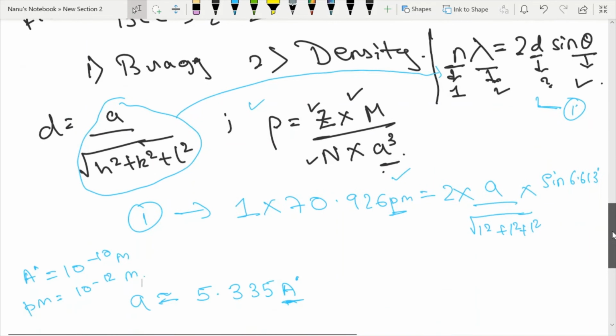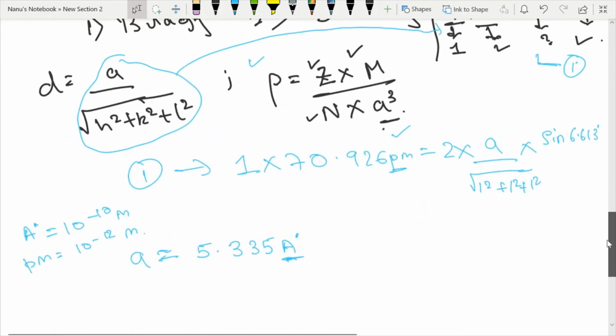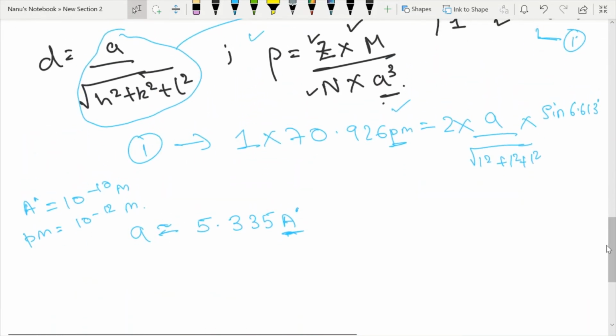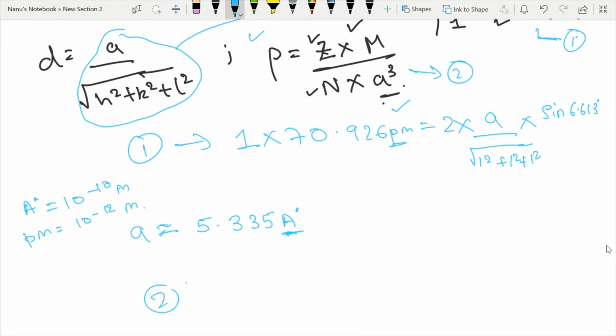And so we found out a. We need to find the density. So that is also very simple, because we already know that it is, let us say, this is 2. So from this we can say our density we need to find. Z is 2 because it is BCC. Our M, I'll just check what it is, and N is 6 into 10 to the power 23.